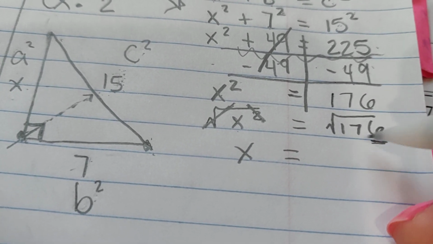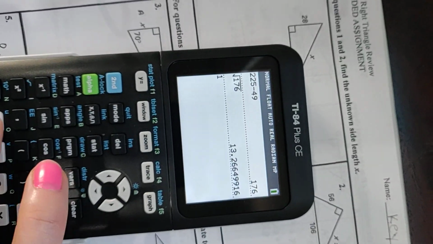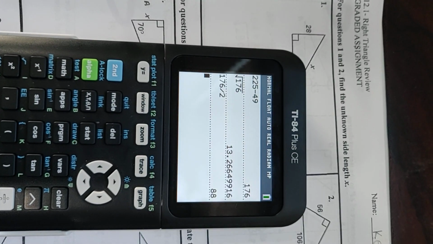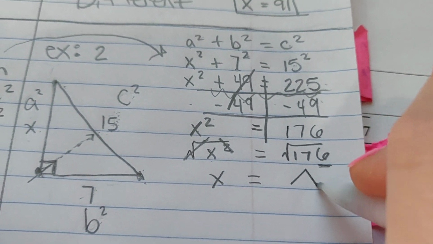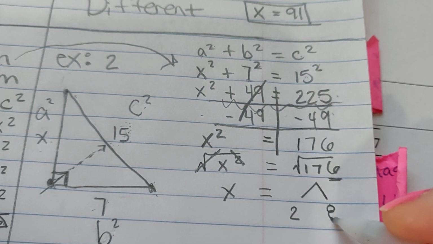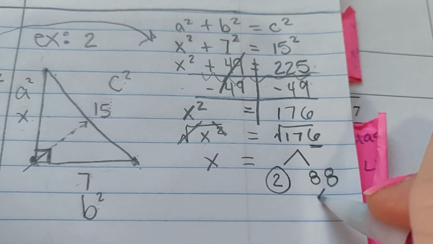So let's go with 2. 176 divided by 2. What do we get? Ooh, we get 88. Perfect. It's a nice whole number that I did not plan for, but that works out perfectly. So we're going to do 2 and 88. And 2 is prime, so it's all done.